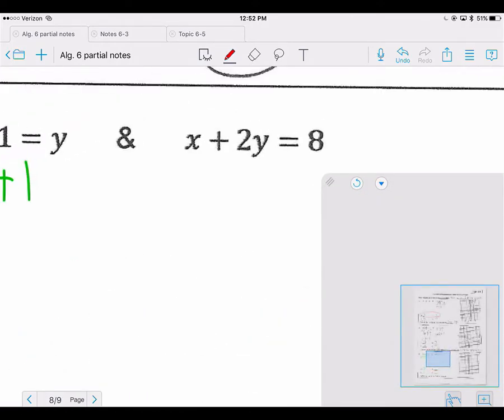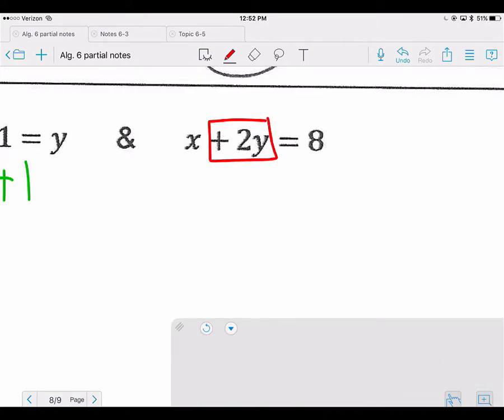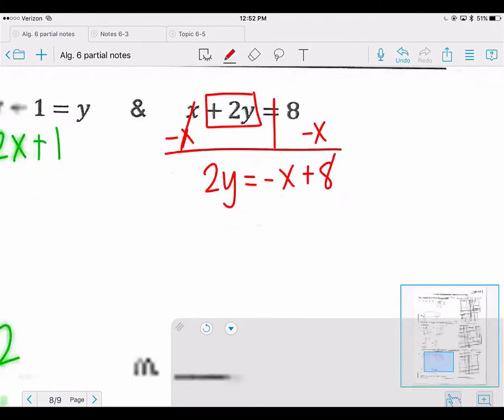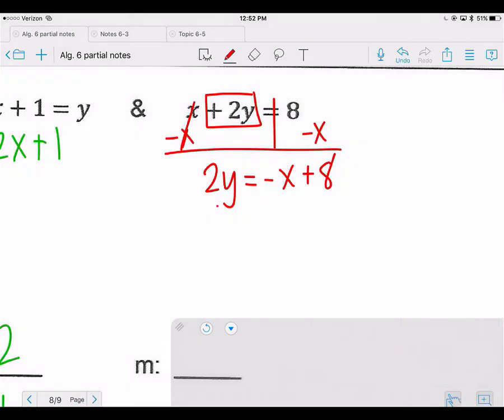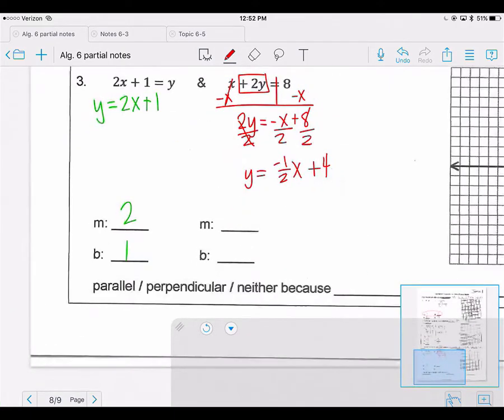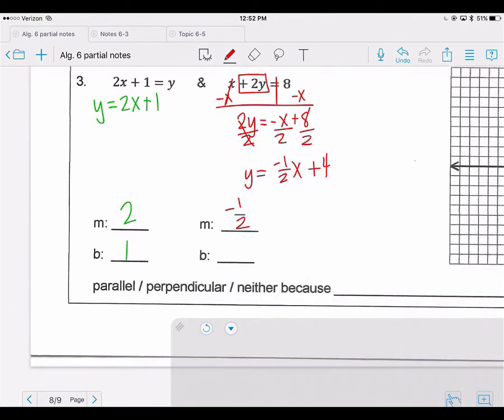For this one, we're going to have to solve for y. I move x to the other side through the opposite operation. So I'm left with 2y equals negative x plus 8. And I remind myself that x and 8 are not like terms, so I cannot combine them. I then have to divide every piece by 2. So y equals negative 1/2 x plus 4. So my slope with x is negative 1/2, and my b value is 4.